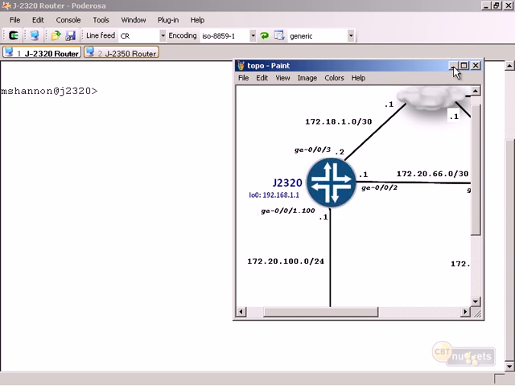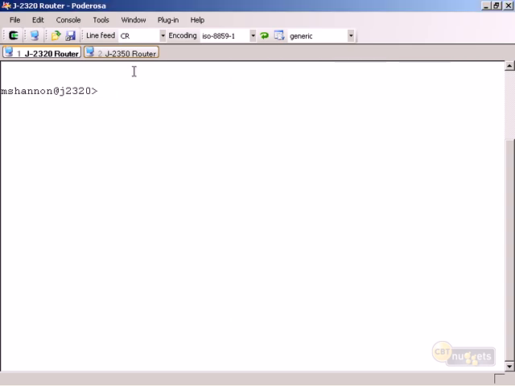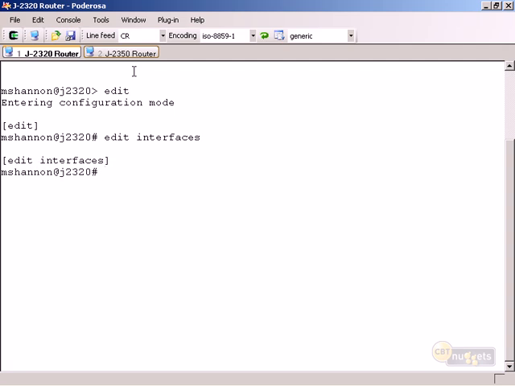I'll minimize this and then bring it back up. Let's go ahead and configure our loopback interface first. So we're in operational mode, so we're going to do edit, and we're going to edit interfaces. Let's just go ahead and do an edit interfaces and get into that mode. You can see in the square brackets that we're in the edit interfaces mode. By the way, if you ever want to get back up to the top of the topology, just put in the keyword top and it gets you back up to the edit, okay?